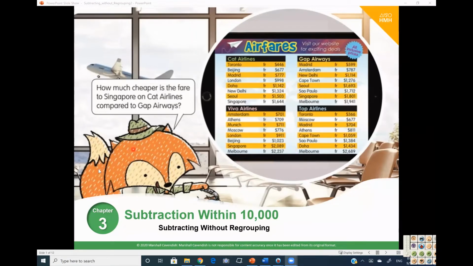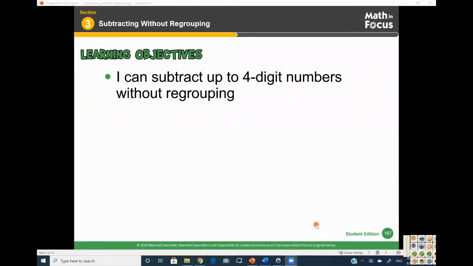Today we're starting Chapter 3, Subtraction within 10,000, and our lesson for today is going to be subtracting without regrouping. The learning objective is going to be I can subtract up to 4-digit numbers without regrouping.